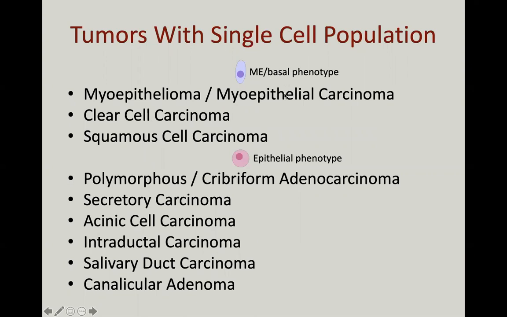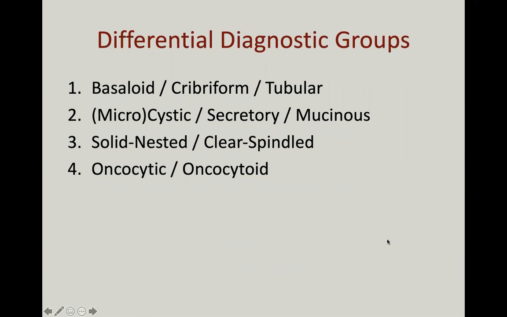In the tumors with a single cell type, some of them are either of epithelial phenotype or of myoepithelial/basal phenotype. All of these lists and charts are here for your review, and we'll get into the details about these individual tumors in a bit. And so our differential diagnostic groups include those with basaloid cribriform tubular morphology, those with a microcystic or secretory or mucinous architecture, those that are solid to nested with clear or spindled cells, and lastly, those that are oncocytic or oncocytoid. Questions before I go into these differential diagnostic groups?